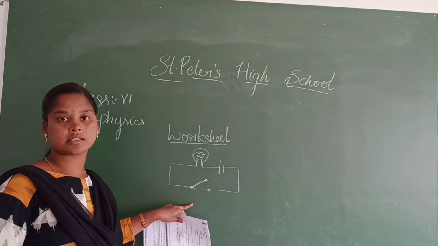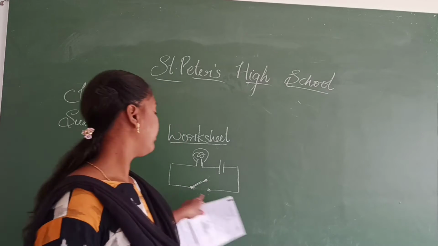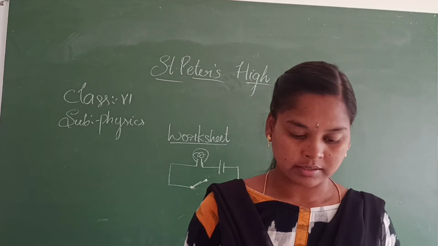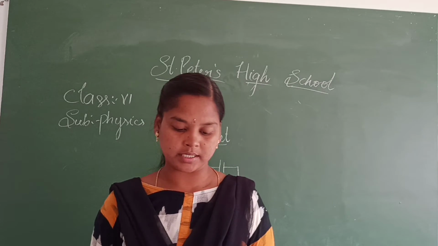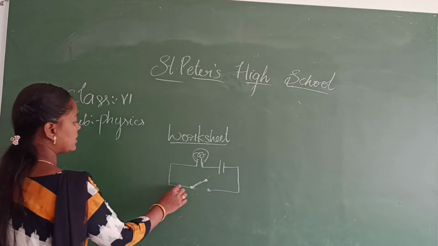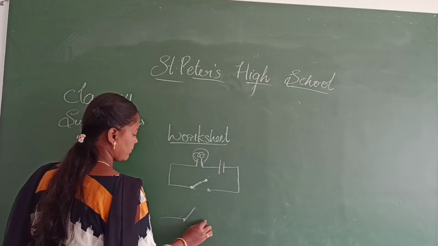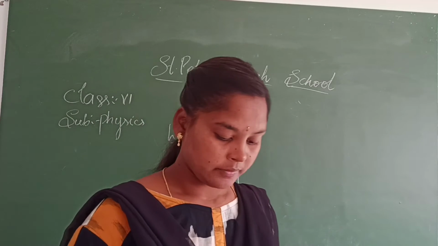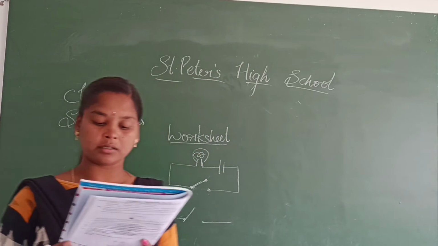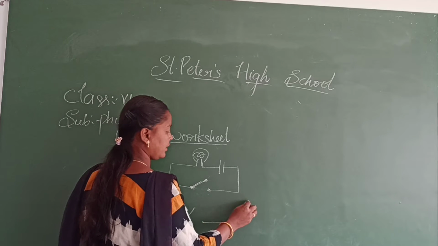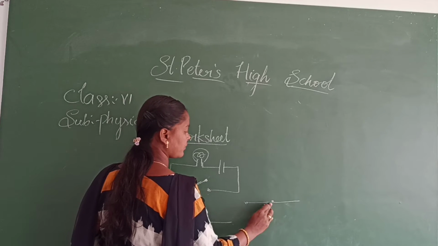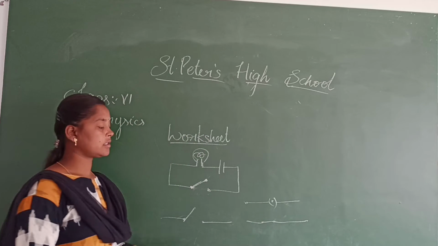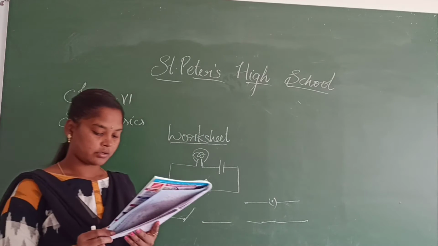This is the symbol of a switch. When we discussed the switch symbol, we came across this. And next, the symbol for the open switch, so again the same question. The symbol for the open switch is this one. Next, what is the symbol for the closed switch? It is like this, or it is like this. These are the symbols for the closed switch.